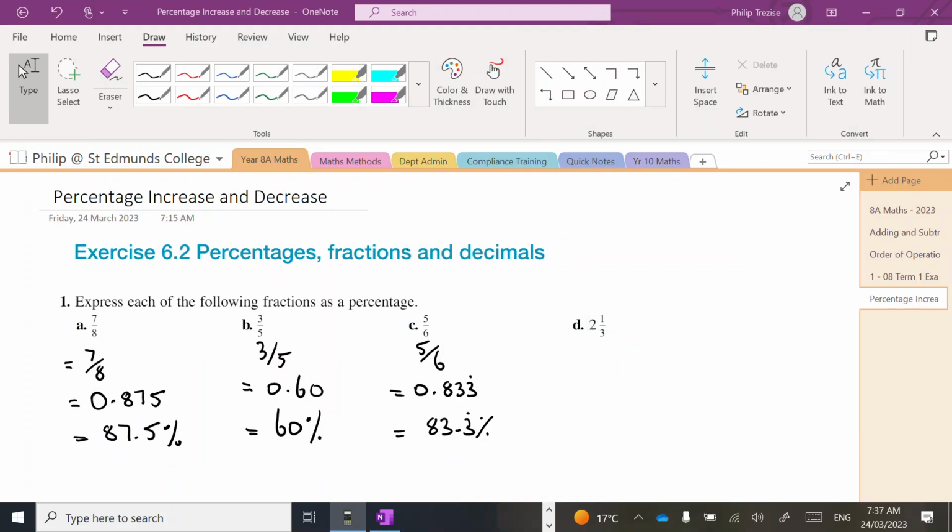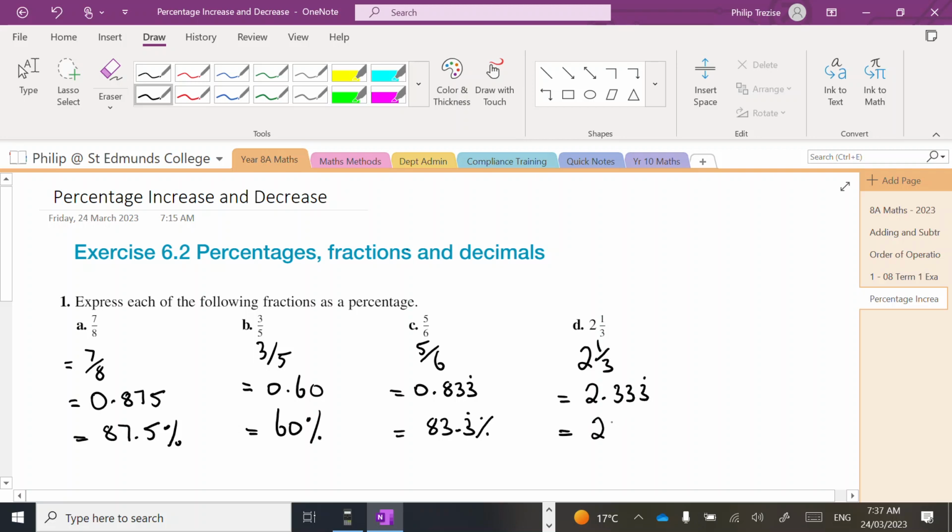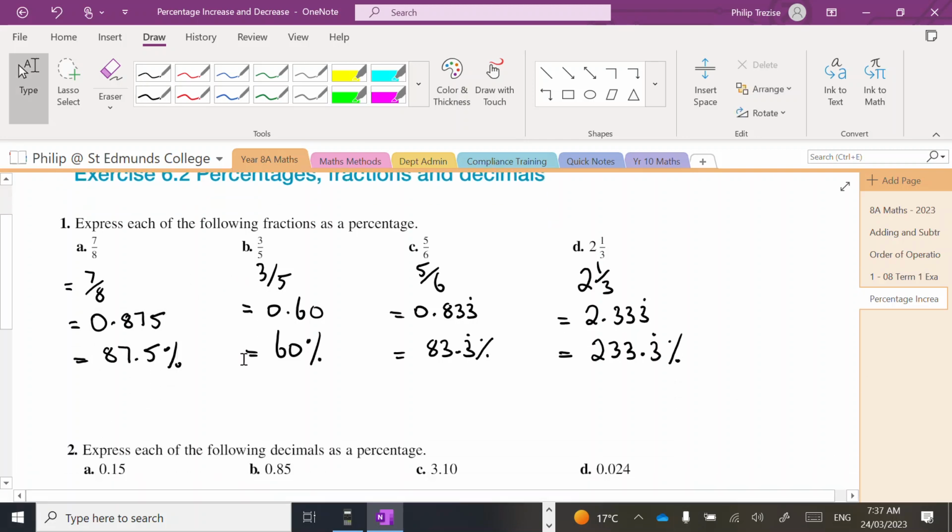So 2 and 1/3 was 2.33. I'll write a few of the 3's. I'm going to write enough 3's so I can see where the decimal place will fit when I move the decimal place. And so moving the decimal 2 places gives me 233 with a recurring dot on the decimal, and that's now a percentage. So far so good.